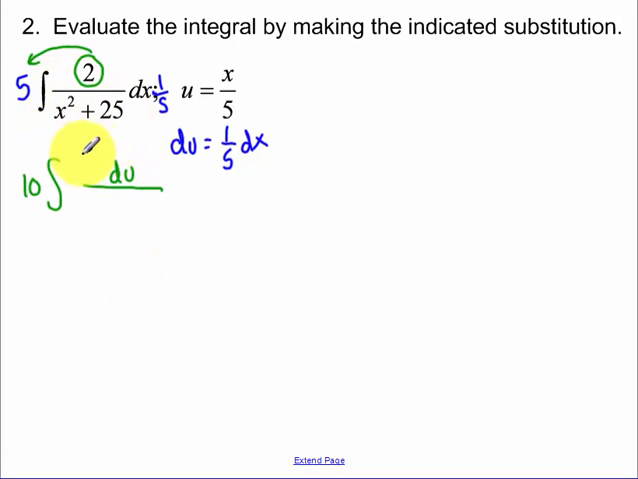Okay, on the bottom, it's not inherently clear to us what I need to do. In this case, take and multiply the 5 to both sides. So I have 5u is equal to x. I need to basically get rid of this x. So if I square both sides, we get 25u squared plus 25.